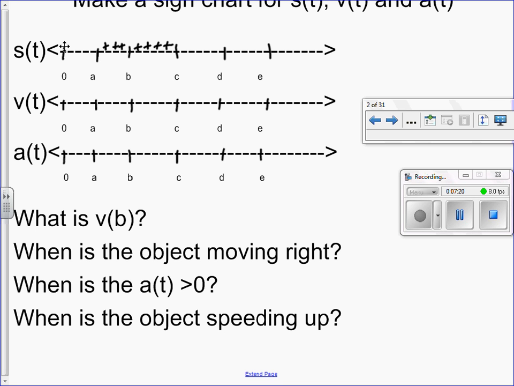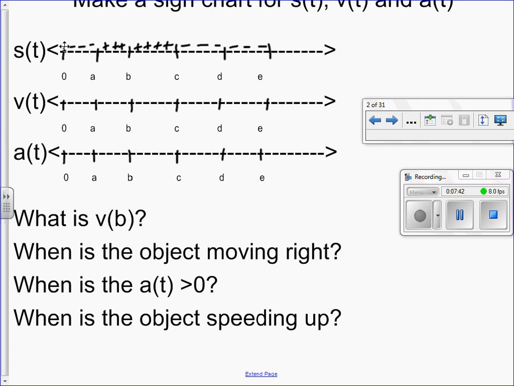So the position is positive from A to C. Was that it? Where else? Okay, so everywhere else it was negative? So from 0 to A was negative. I'm going to put little minus signs. We just made a sign chart for the position. We're just showing where the position is positive and where it's negative.